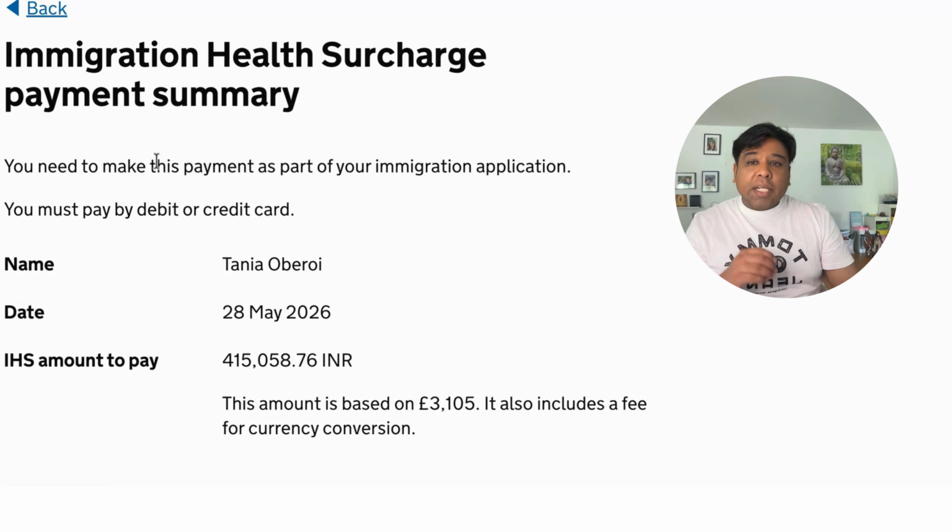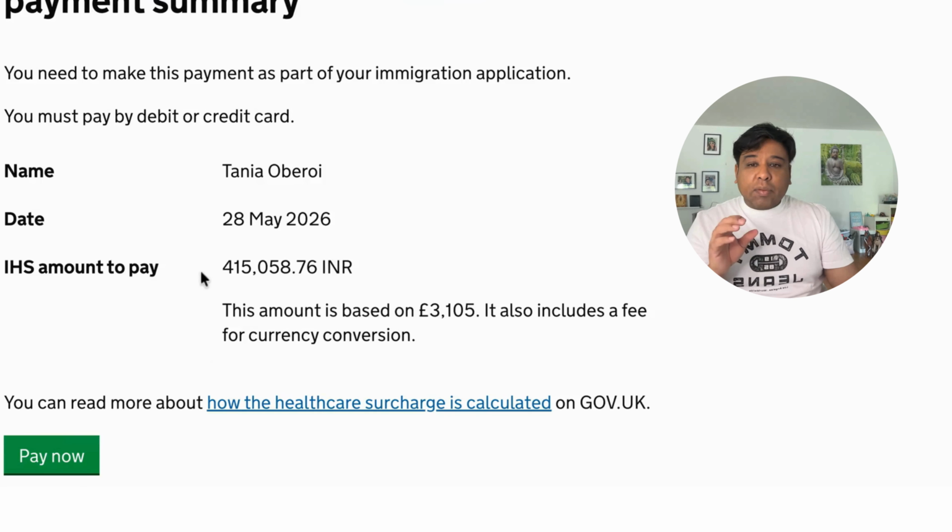And now immigration health surcharge payment. So this is what you have to pay. This is £3,105. Let me explain. This is not actually the visa fees. This is actually your health fees. So when you move to the UK, NHS National Health Services is going to provide care for you. For example, if you become pregnant, if you're sick, if you have to attend a hospital, this is the fee which is normally per year, but this is for the entire length of your 2 years and 9 months.